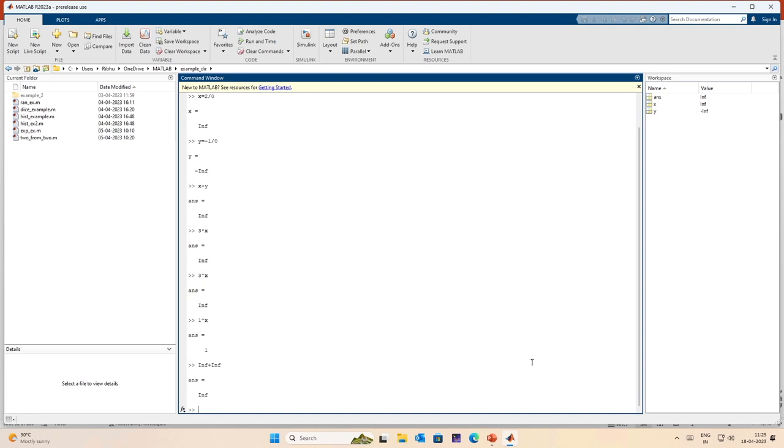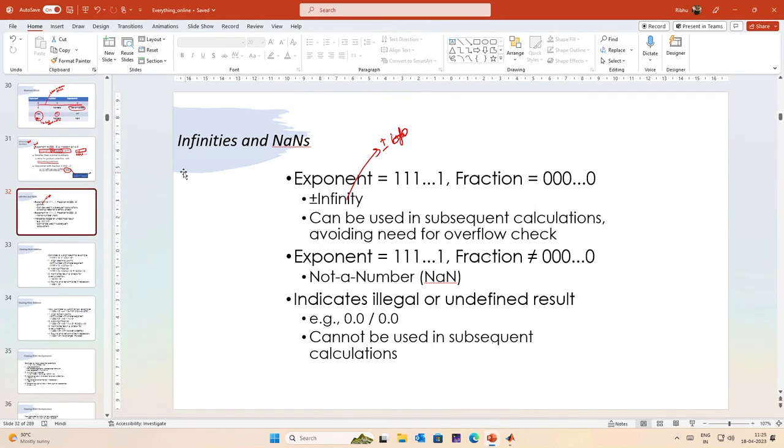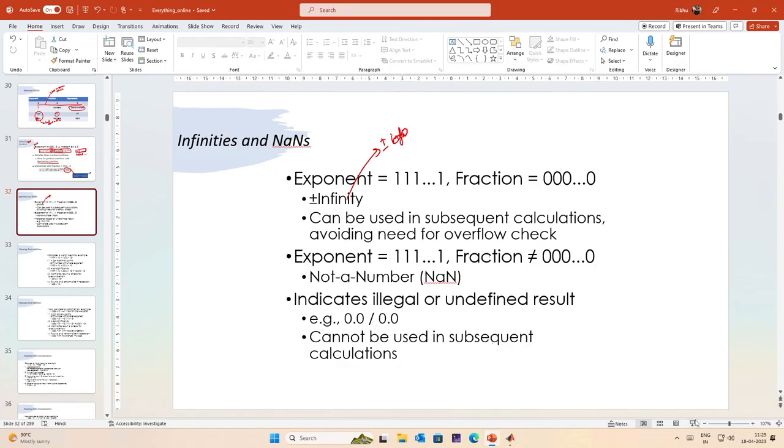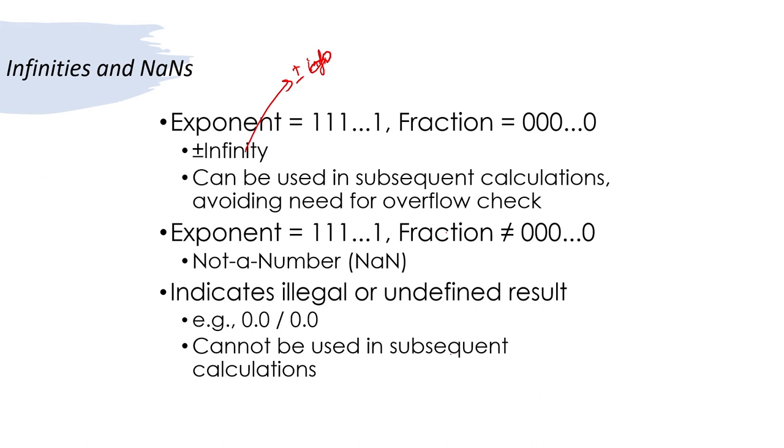But we have another form which is not a number, NaN. Here the exponent is all ones, but the fraction is not equal to 0. What happens in this case? This indicates an illegal or undefined result, and this is for the 5 undefined limits. I will write the 5 undefined limits that lead to not a number.